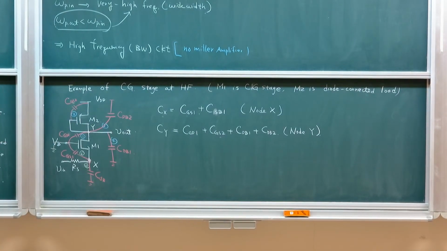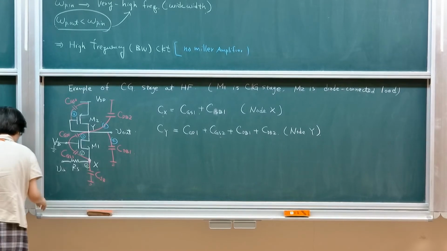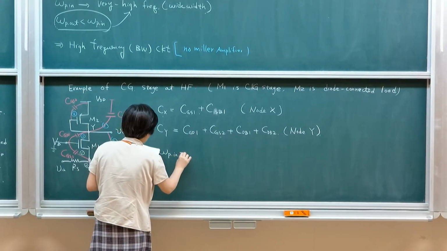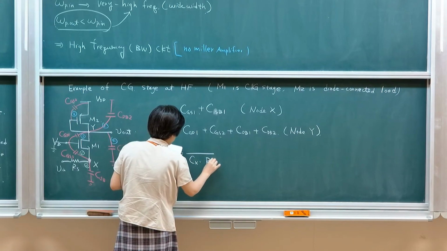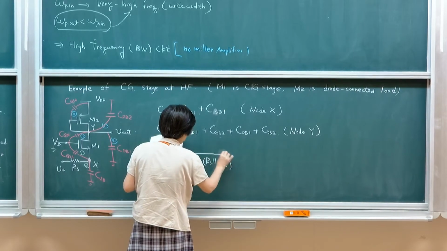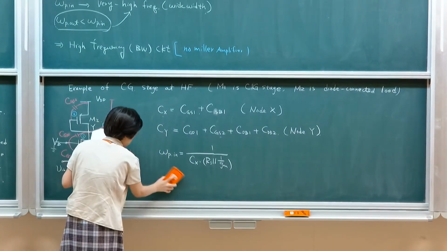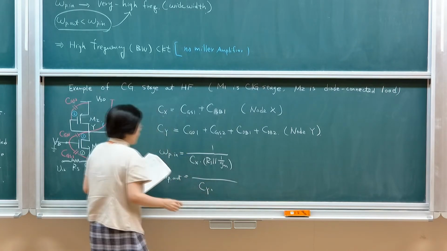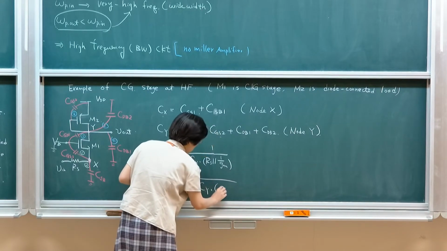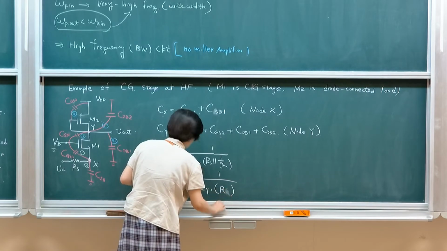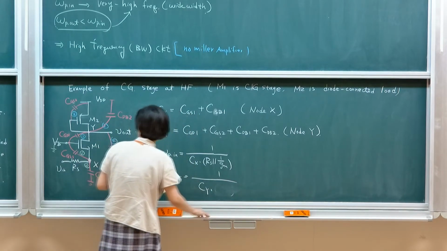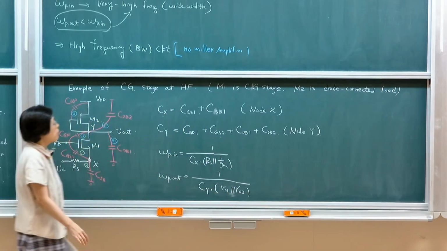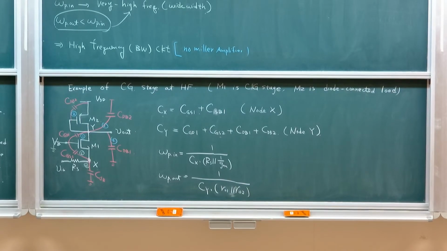So let's give some numbers so you can get to the frequency. As I said, for this case, your omega P in will be CX times RS in parallel 1 over gm, all over 1. Your omega P out will simply be all the capacitance looking at the output terminal times RD. In this case, it will be the output resistance, which is RO1 in parallel RO2. Okay? So let's give some numbers and get a sense as to what the typical bandwidth of such a circuit is.